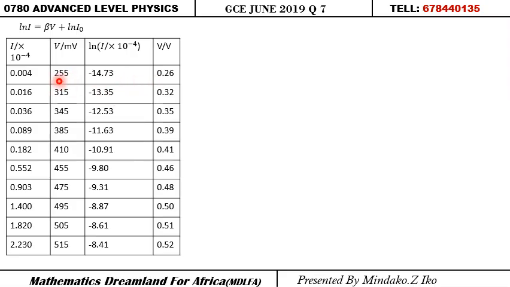Milli means divide by 1000, or you multiply this value times 1 over 1000, or you multiply this value times 10 to the minus 3. So if I take my calculator and input 255 times 10 to the minus 3, I will have 0.255. So here was supposed to be 0.255, but to two decimal places is just 0.26.